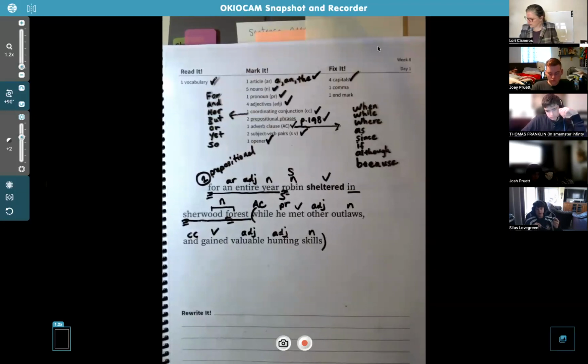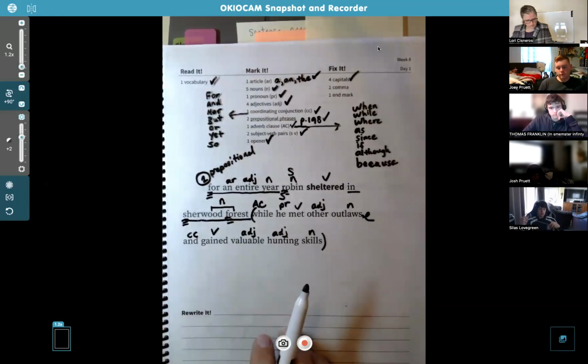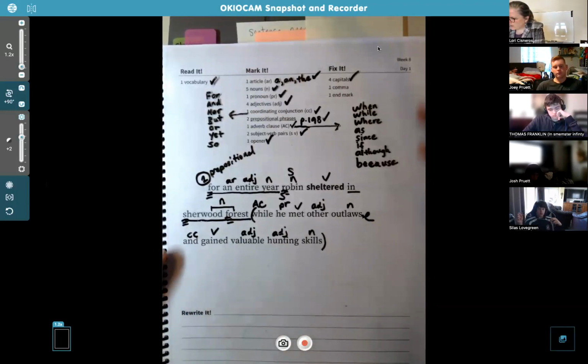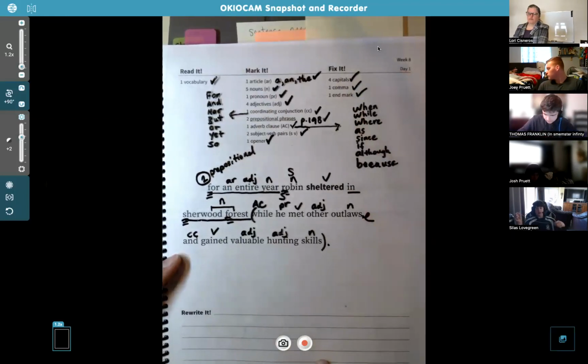Whoops, sorry, I'm on the wrong page. You're right, the comma after outlaws needs to be taken out. So we're just going to do a little squiggly line like that. And then a period at the end, good. Or an exclamation mark if it's super exciting, which it doesn't really sound like it is. So I would say period is more appropriate there.